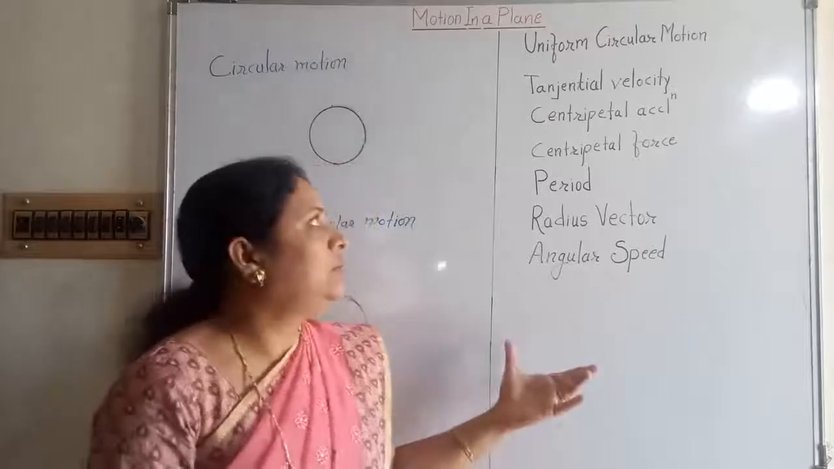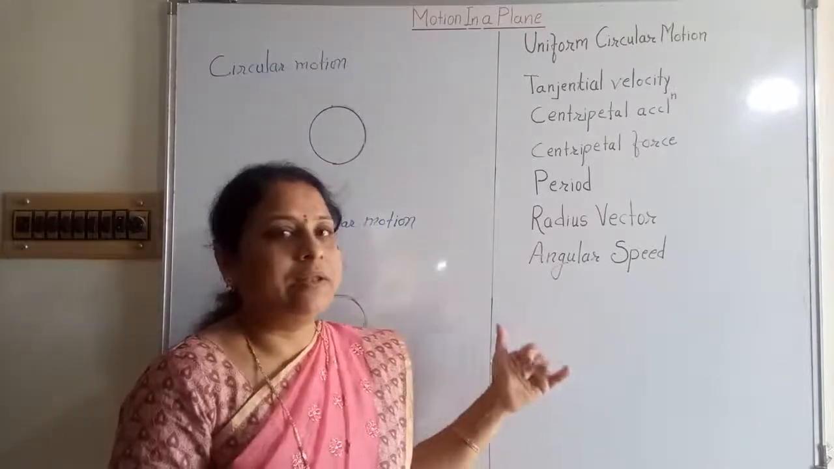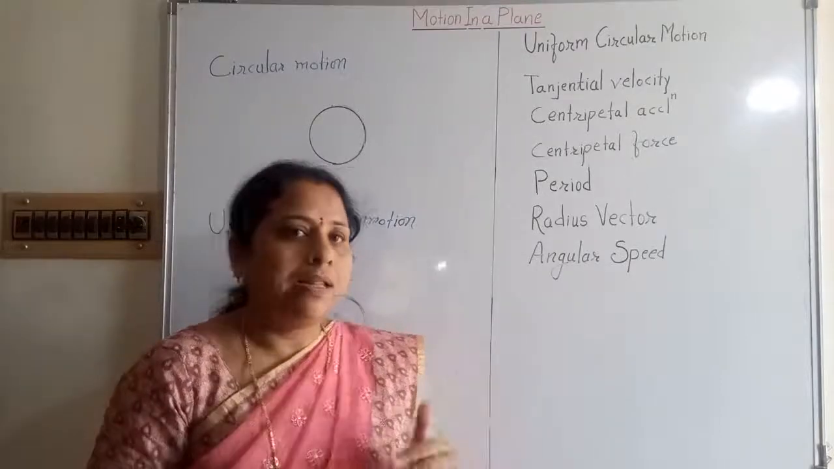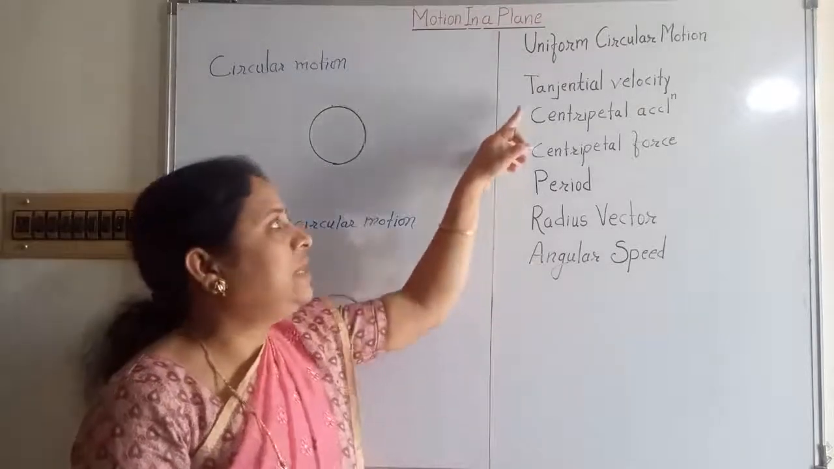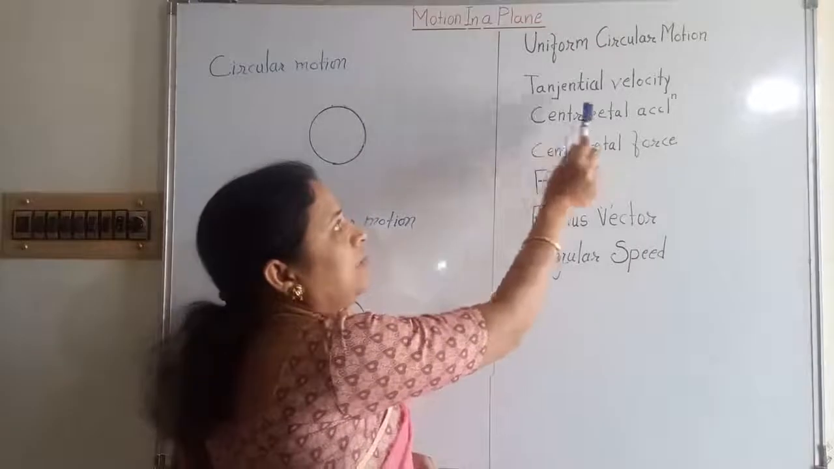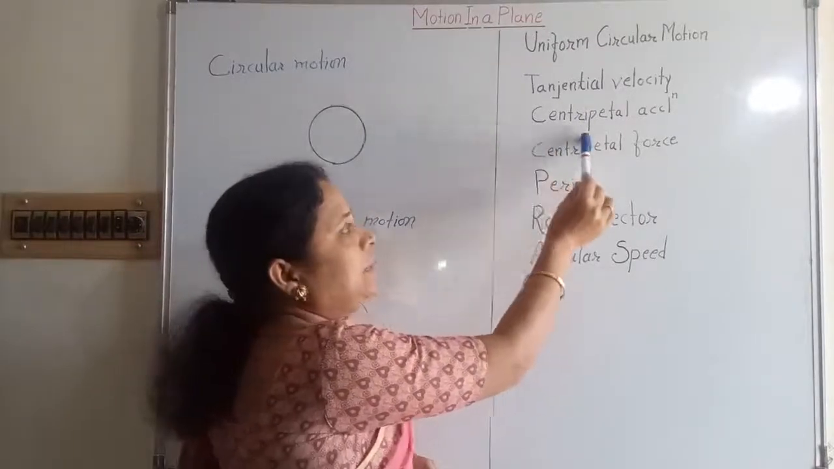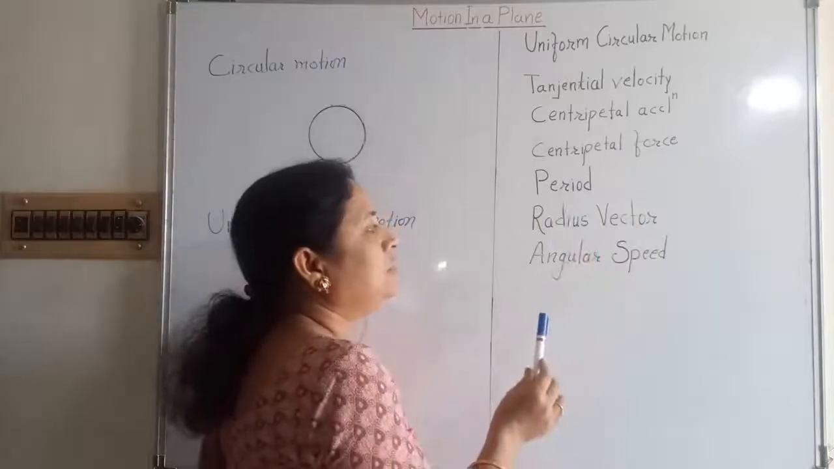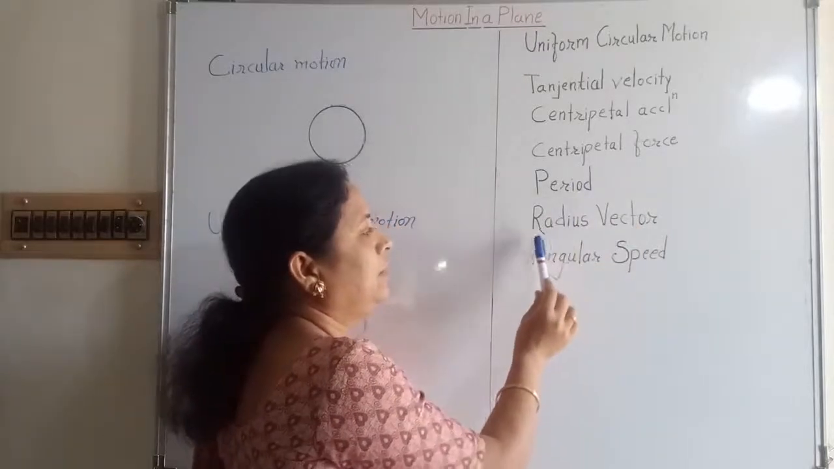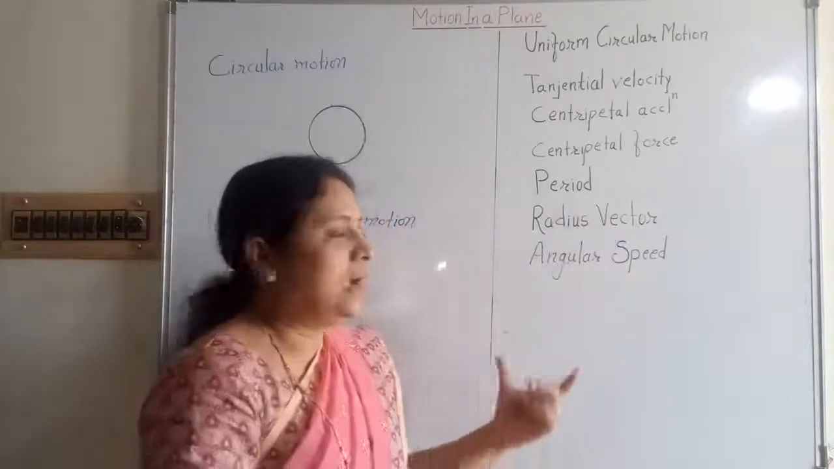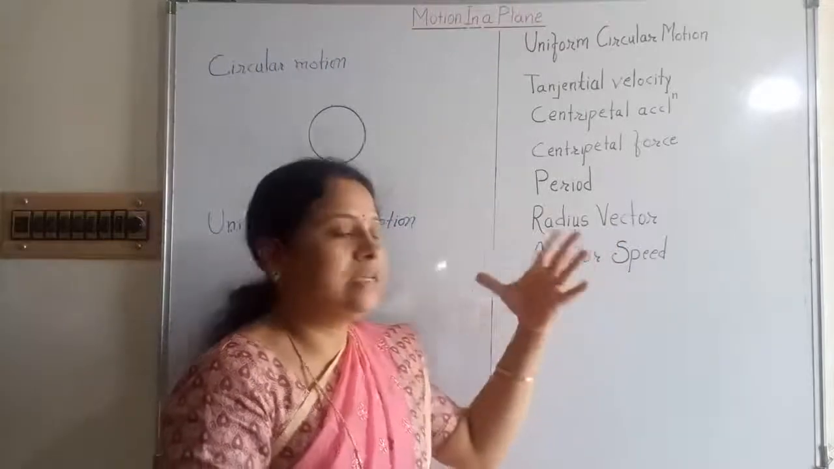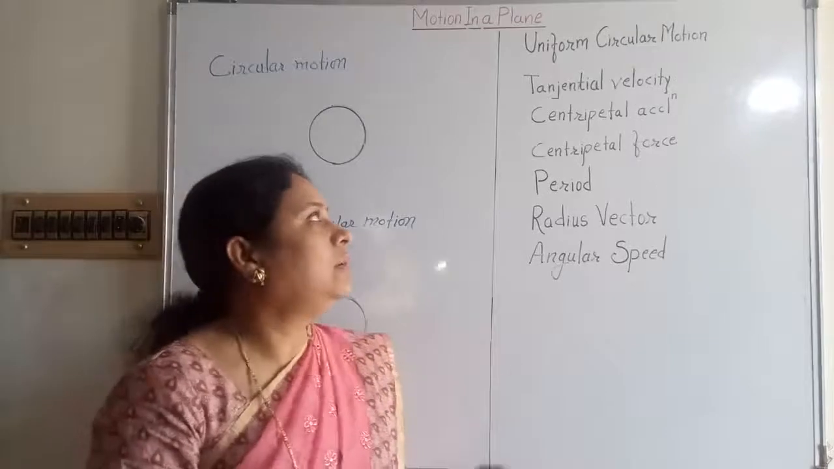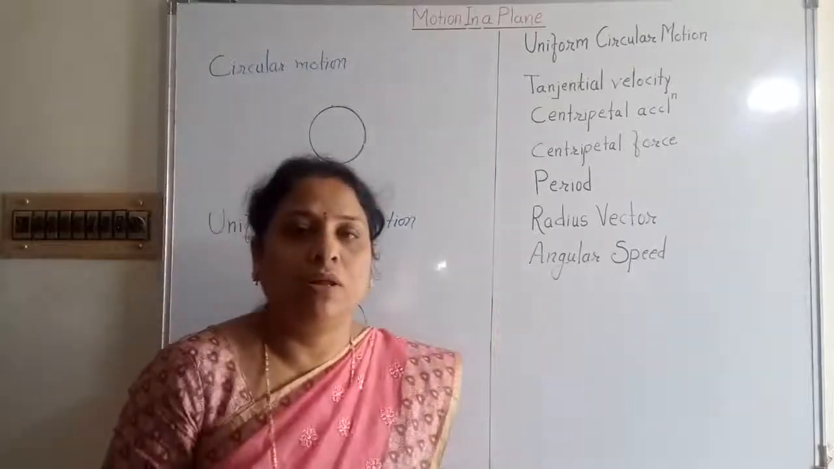In this chapter, today we will discuss a new point, that is uniform circular motion. Under uniform circular motion we will discuss the tangential velocity, then the centripetal acceleration, then we will be introduced to centripetal force, then the period, radius vector, and at the last we will discuss the angular speed. So at first we will focus on uniform circular motion.